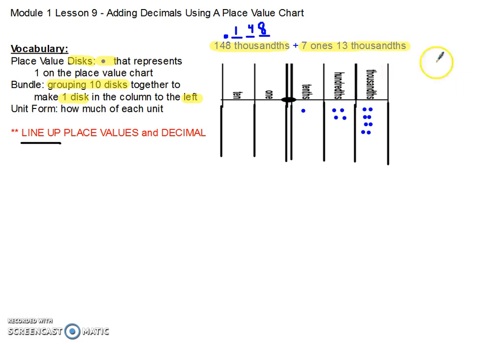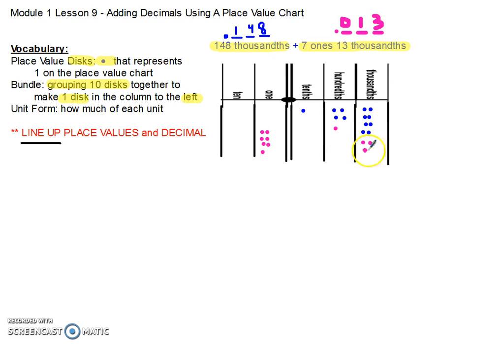So let's take a look and add in our other number, 7 ones and 13 thousandths. So I'm going to put 7 in my ones column, 7 and 13 thousandths. I can even do the same thing here. I have 3 place values after my decimal, and I have a 3, a 1, and then an empty place value, so I have a 0. So I know, okay, I have 0 tenths, I have 1 hundredth, and 3 thousandths.